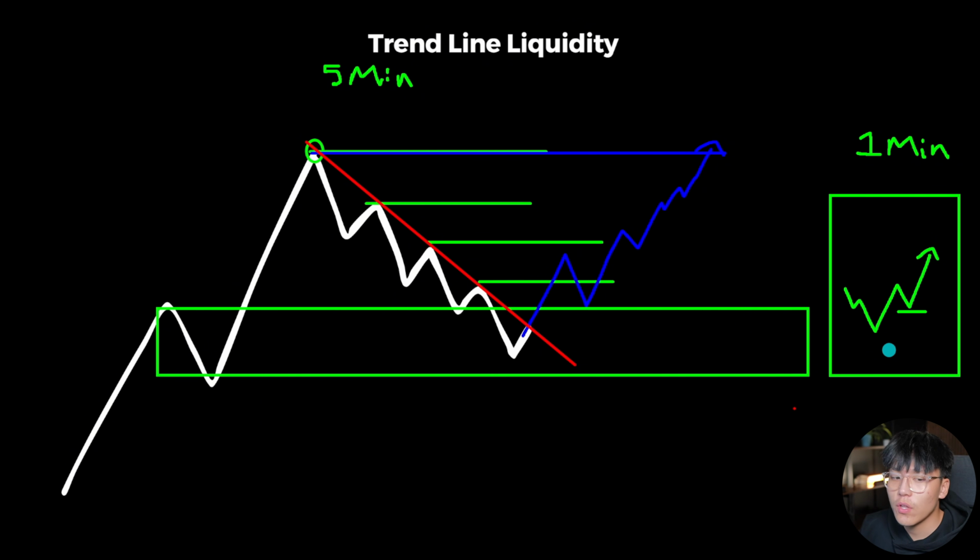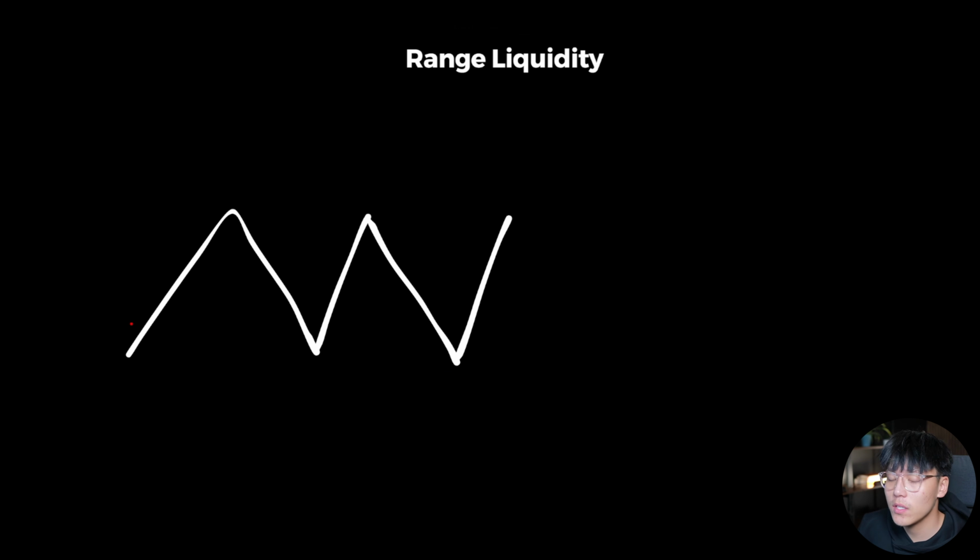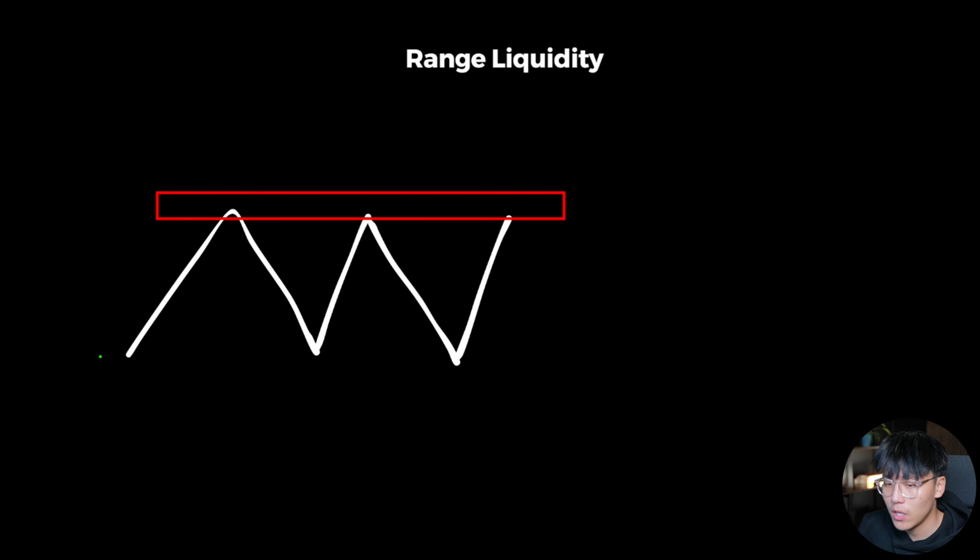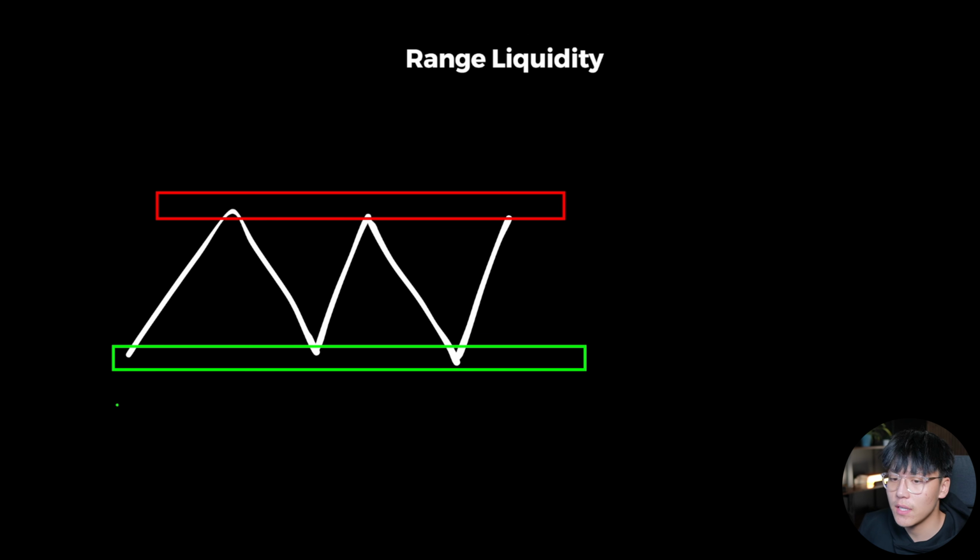So now let's go on to the third type of liquidity, which is range liquidity. The third type of liquidity is what's called range liquidity, and essentially what range liquidity is when price is inside of a range. So price is inside of a range. As you can see, these are our key lows, these are our key highs.